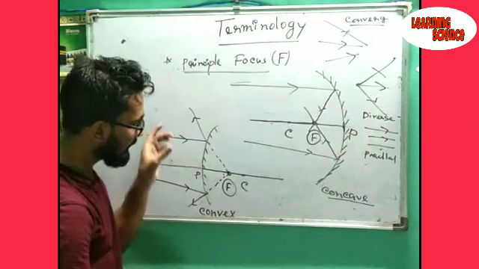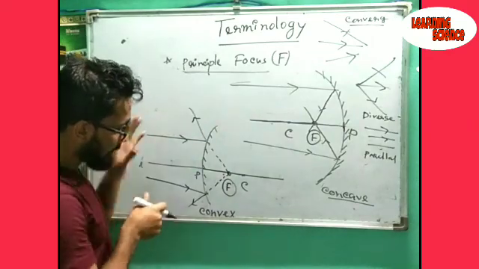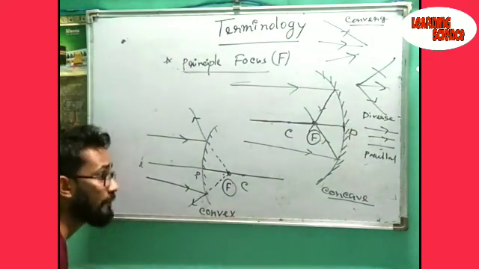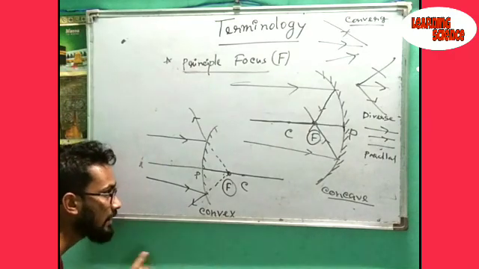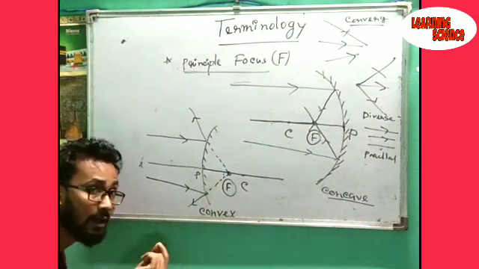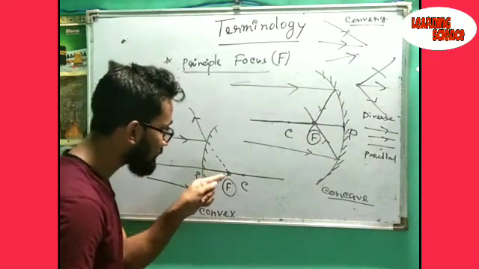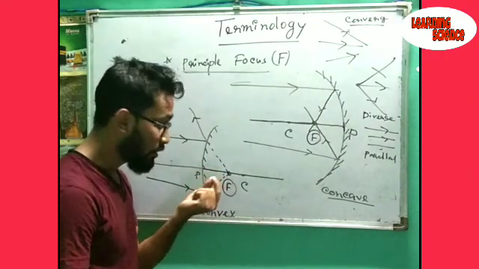A bit difficult. After falling, they are diverging, but the observer here, for example me seeing from this point, will assume that the rays are coming from behind the mirror. So that point is what? The principal focus for the convex mirror.